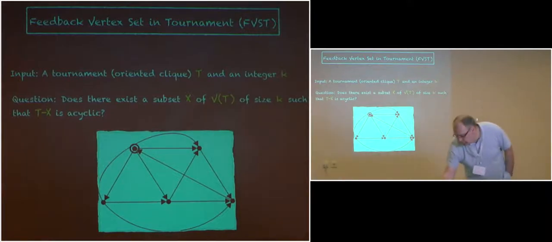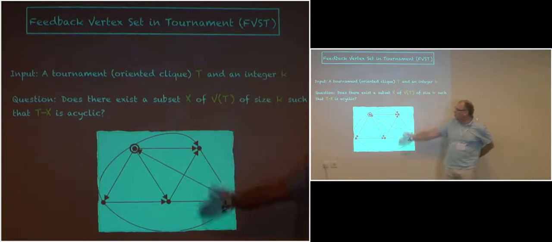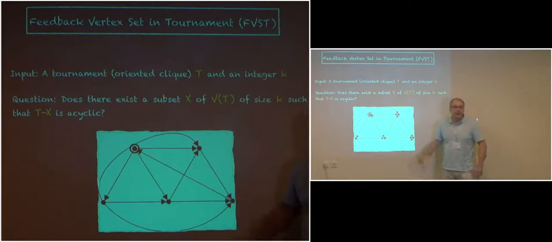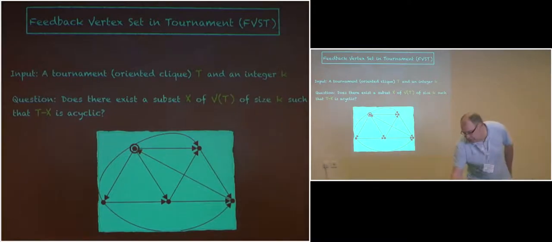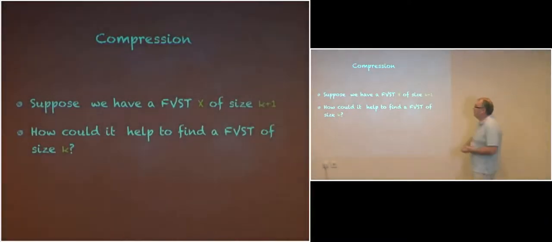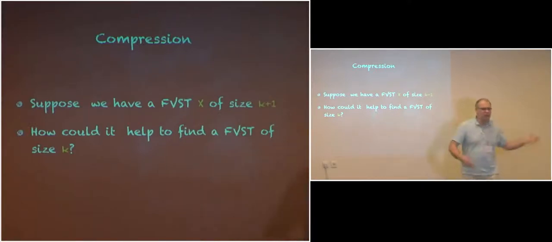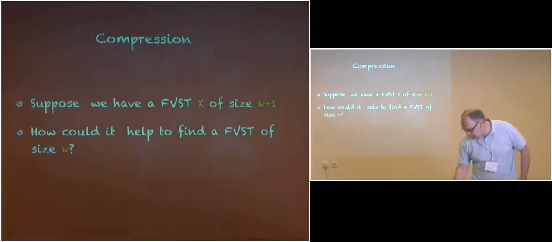Once again, we have a tournament, and I want to decide if there is a set of k vertices which hits every directed cycle, or every directed triangle. Suppose we have a feedback vertex set of size k plus 1. How can we find a feedback vertex set of size k? I will pronounce the whole thing once again, but after that I will be jumping over these cases.